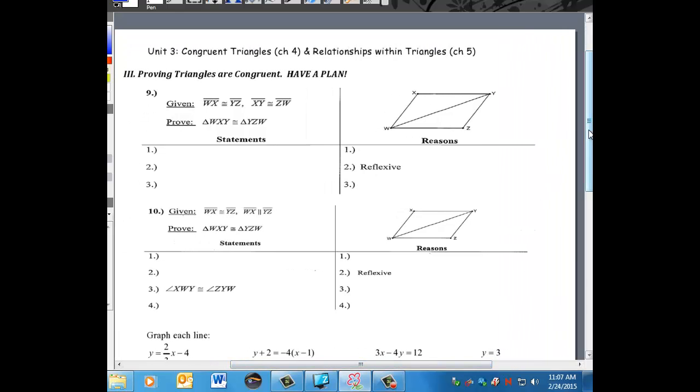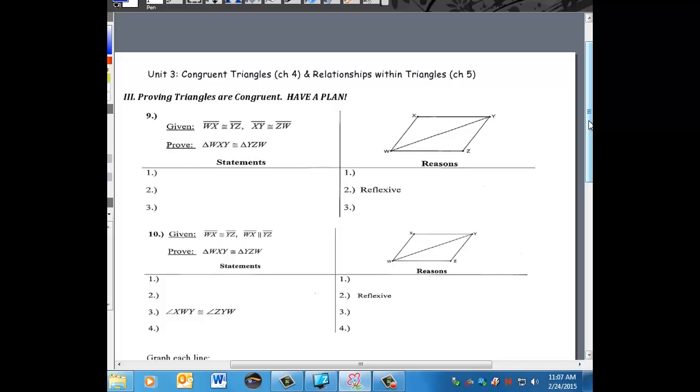Alright, last two proofs. Let's go ahead and mark what's given. You have WX is congruent equal to YZ. We have XY is congruent equal to ZW. So again, we want to circle everything that's given that goes into the first statement box, and that's given to us. And then remember that whatever we're trying to prove is going to go into the last statement column, so that's what we're trying to prove. And so up here in our notes it says have a plan.